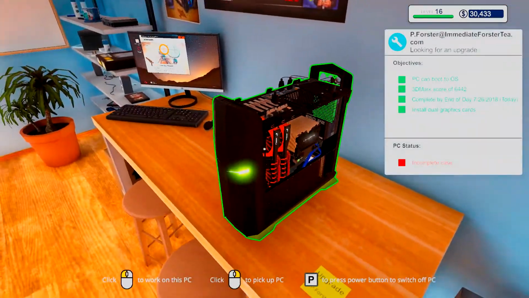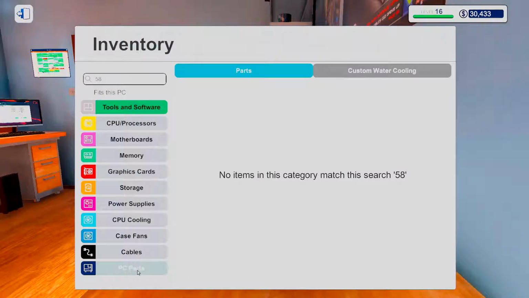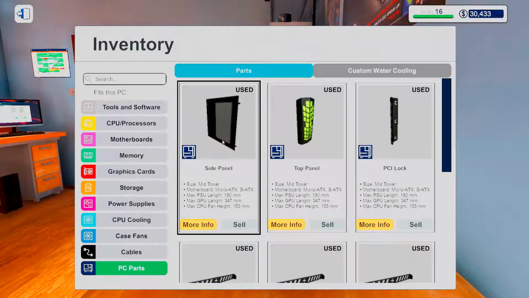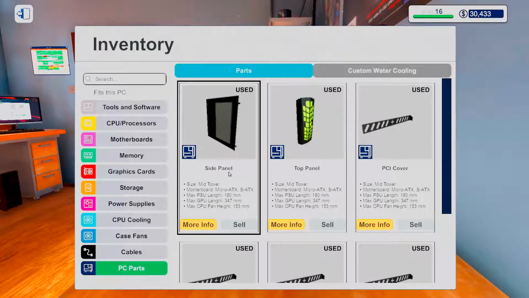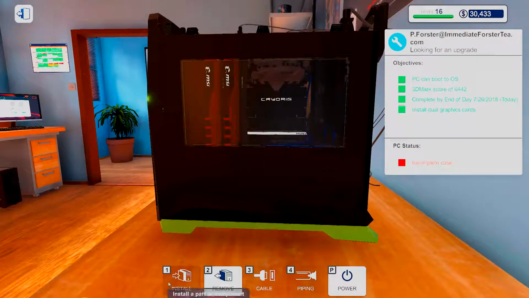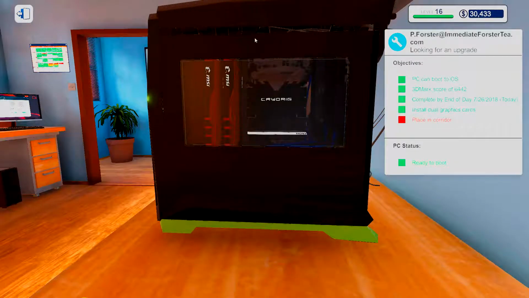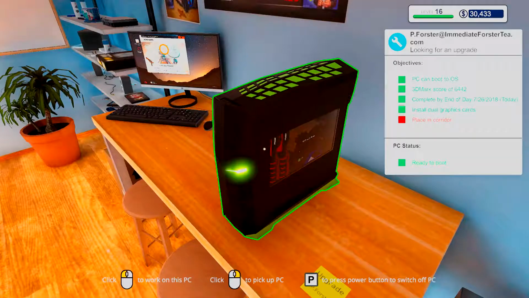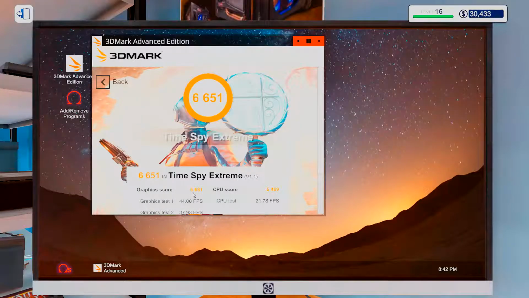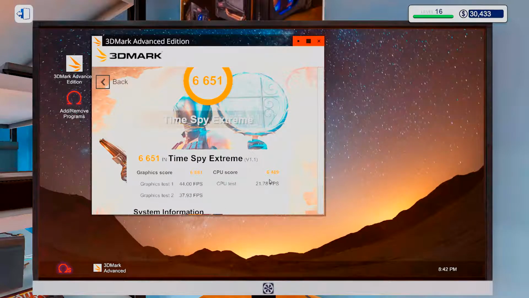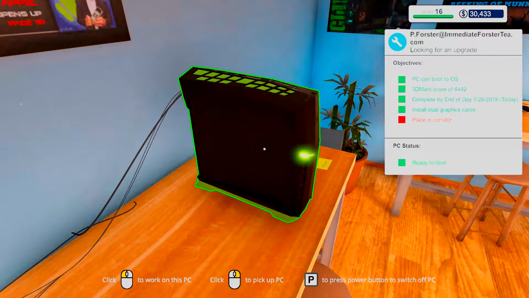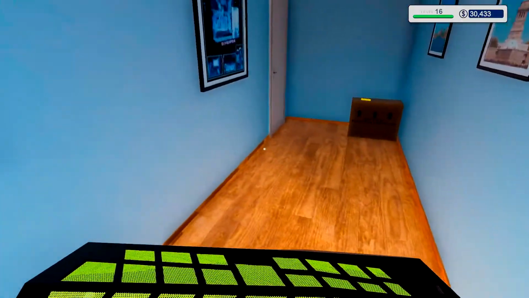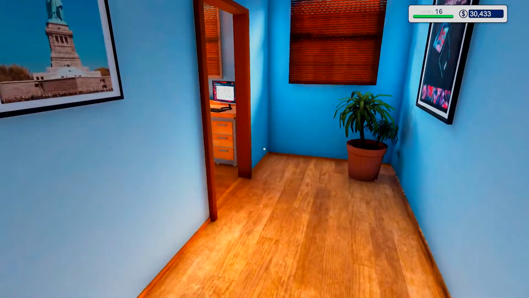Well, we're only like 200 over the score, so I think we did pretty much the thing we needed to. Let's put the PCI lock back on. And the side panel. And the top. Yeah, the CPU is around the score we wanted. And the graphics cards are just a tiny bit over. Well, like 200 over. $239 if you want to be exact. Okay.